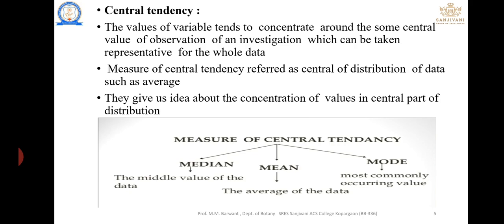Let's see what is a mean. Mean is the average of the data. Mode is the most commonly occurring value. It is a simple concept. Mean is nothing but the average of the data, and mode is the most commonly occurring value in the data. Then median, the middle value of the data, is known as the median. Let's see one by one.